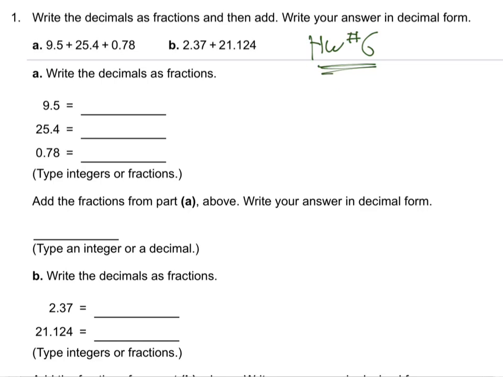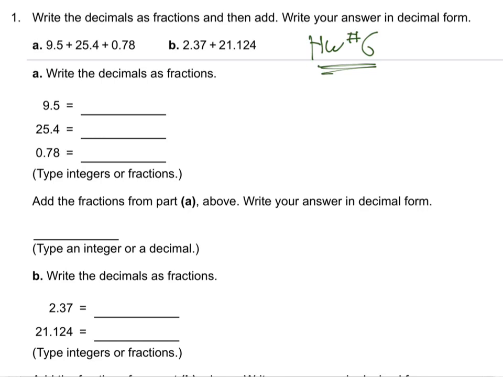Unit 2, homework 6. Write the decimals as fractions and then add. This is kind of a funny thing. They want me to take these decimals, write them as fractions, and then add them up. That is not at all the easiest way to add a bunch of decimals, right? Decimals are easier to work with than fractions, aren't they? Why would we ever take nice, easy to work with decimals and change them into terrible fractions? Well, they're trying to make sure we're really comfortable with how decimals and fractions relate.